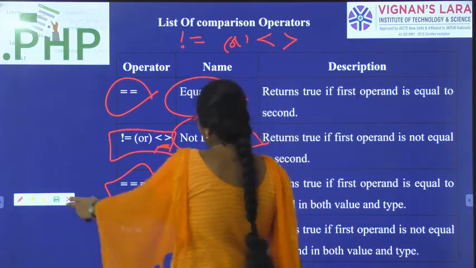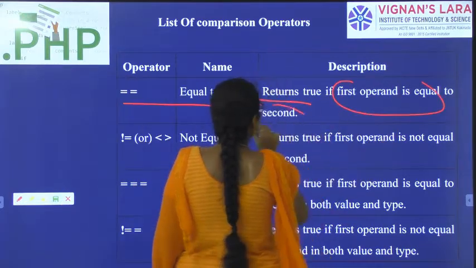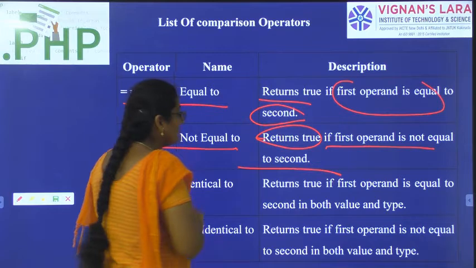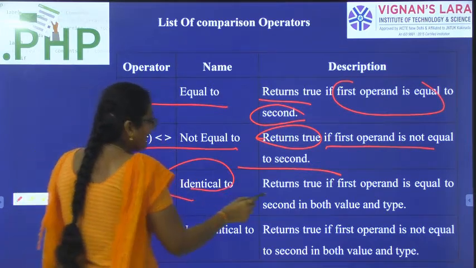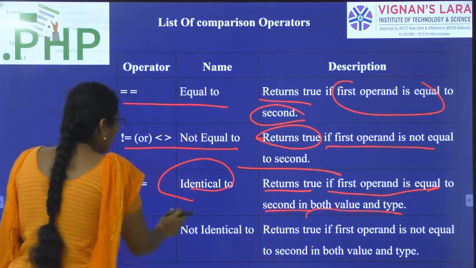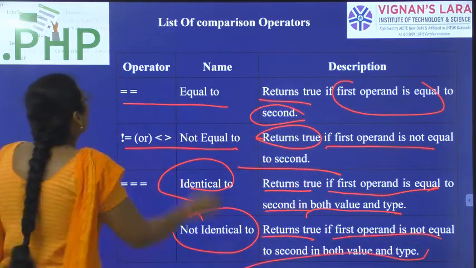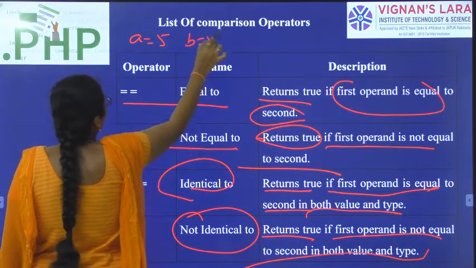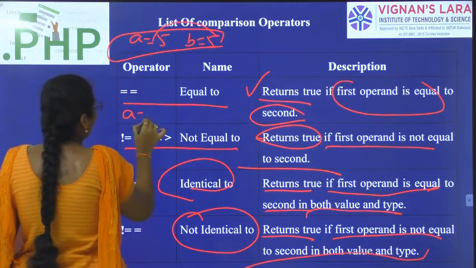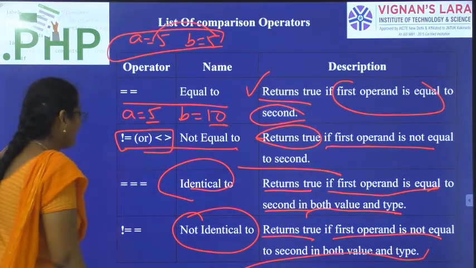Equal to will return true if the first operand is equal to the second operand. Not equal to will return true if the first operand is not equal to the second operand. Identical will return true if the first operand is equal to the second, both in value and type. Not identical will return true if the first operand is not equal to the second operand. I have given A equal to 5, B equal to 5. This will return true if both 5 and 5 are equal. I have given A equal to 5, B equal to 10. It will display not equal because 5 and 10 are not equal.